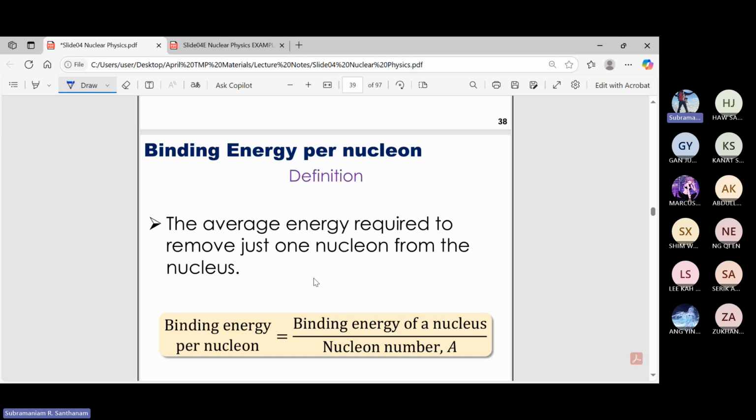Binding energy per nucleon is the average energy required to remove just one nucleon from the nucleus. So how do you find the binding energy per nucleon? It is the binding energy of the nucleus divided by the total nucleon number.